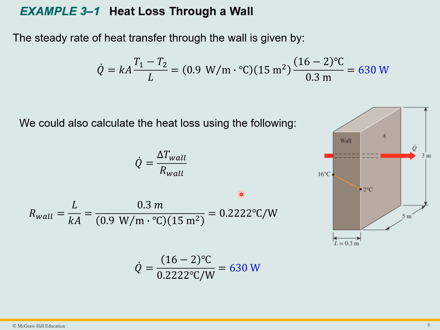But we can also calculate this using our electrical conductivity equivalent. Q dot is delta T wall over the resistance of the wall. Here we can first calculate the resistance of the wall, which is L over K times A. We get 0.222 degrees Celsius per watt. Then we apply our equation, 16 minus 2 over the resistance value, 630 watts. So again, in this kind of trivial example, the first approach would be sufficient, but when you get multiple walls connected together, it's actually easier to do the resistance equivalent network.